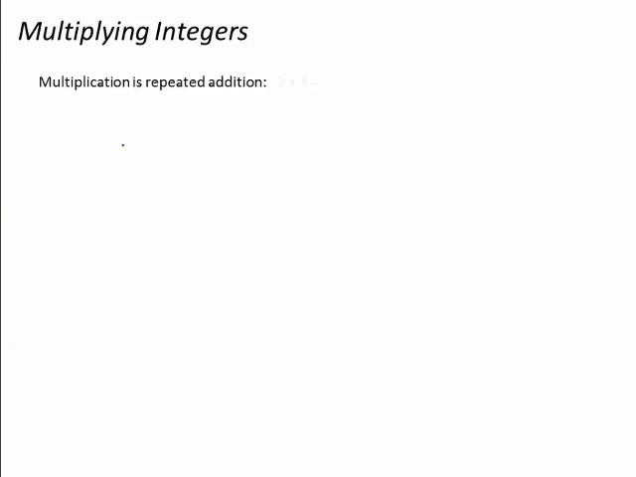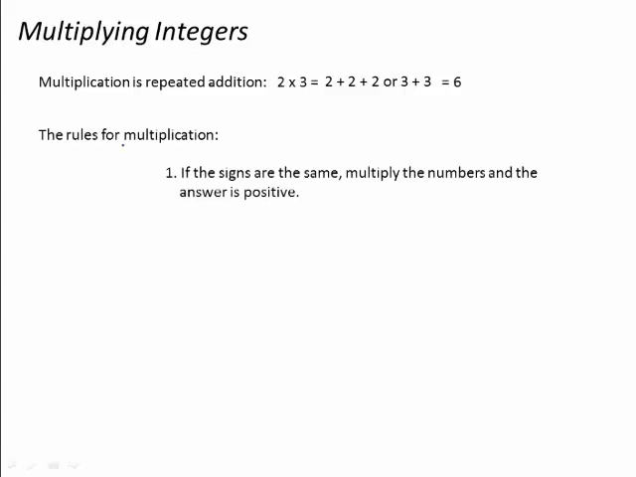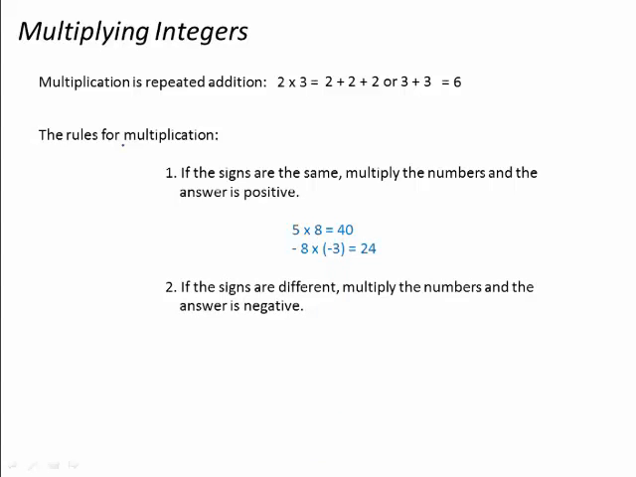Okay, multiplying integers. You know that multiplication is repeated addition. We have rules for multiplication. If the signs are the same, we multiply the numbers and the answer is positive. So a positive times a positive gives us a positive, and a negative times a negative gives us a positive. If the signs are different, we multiply the numbers and the answer is negative.